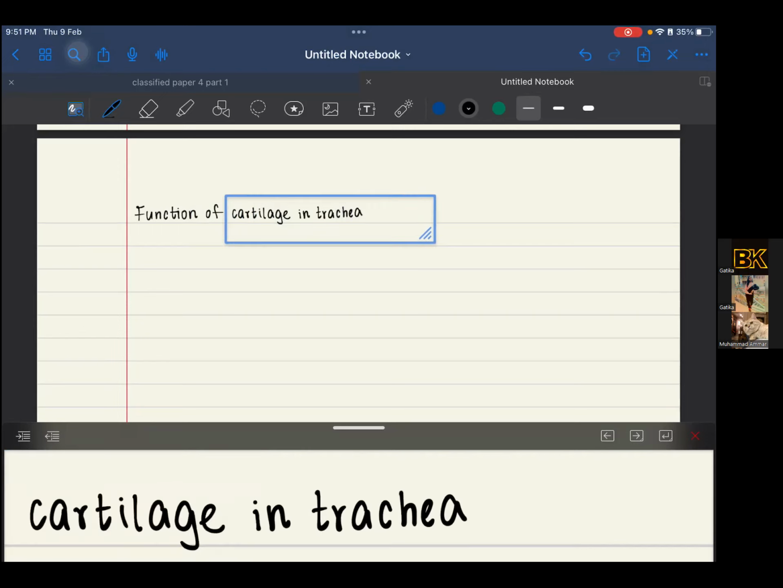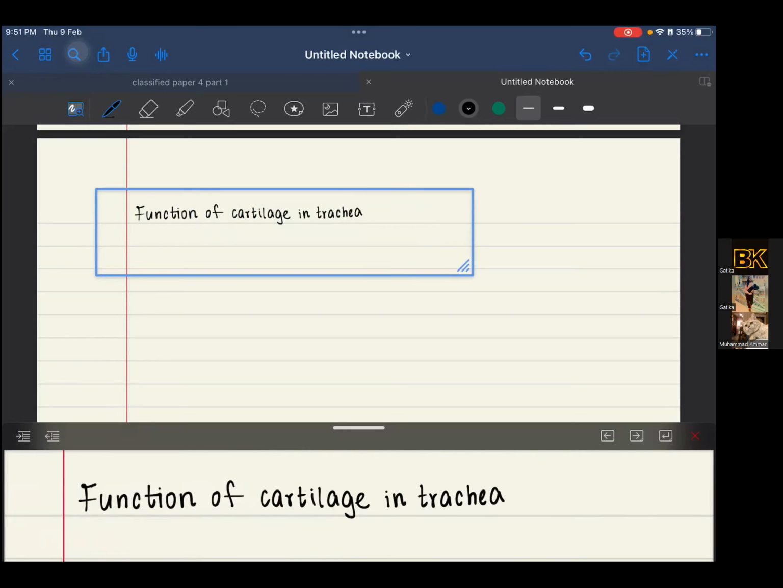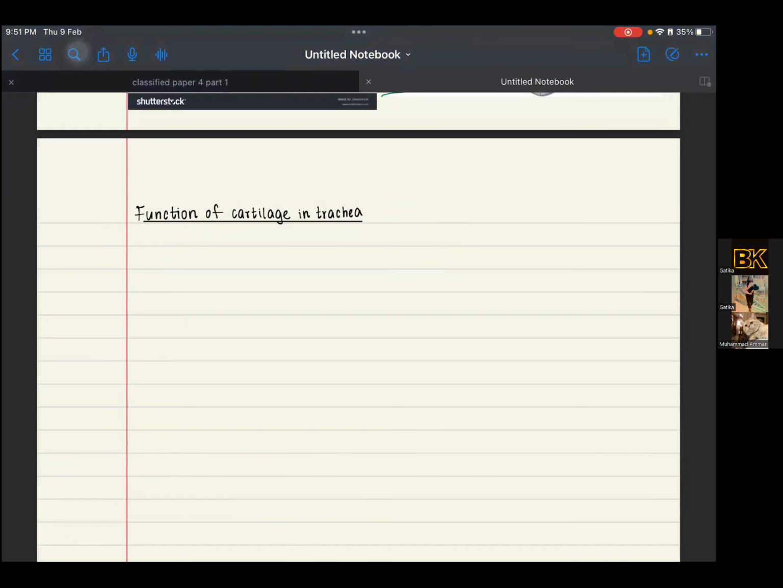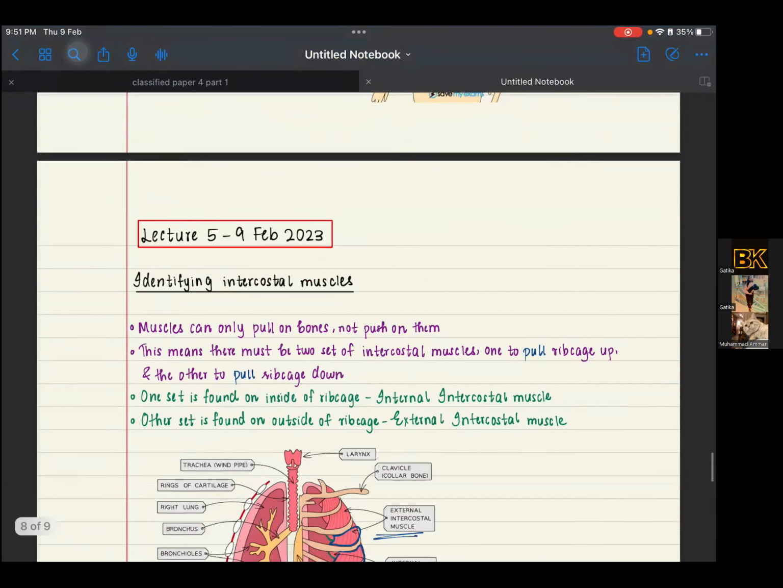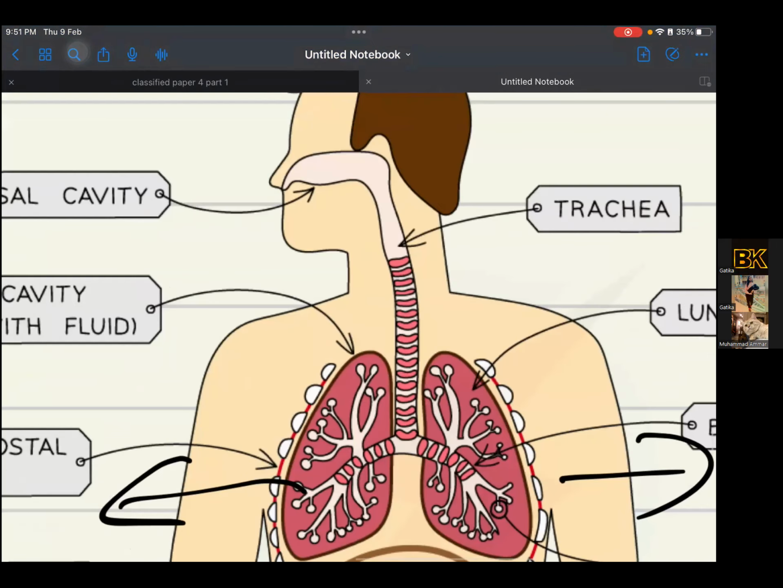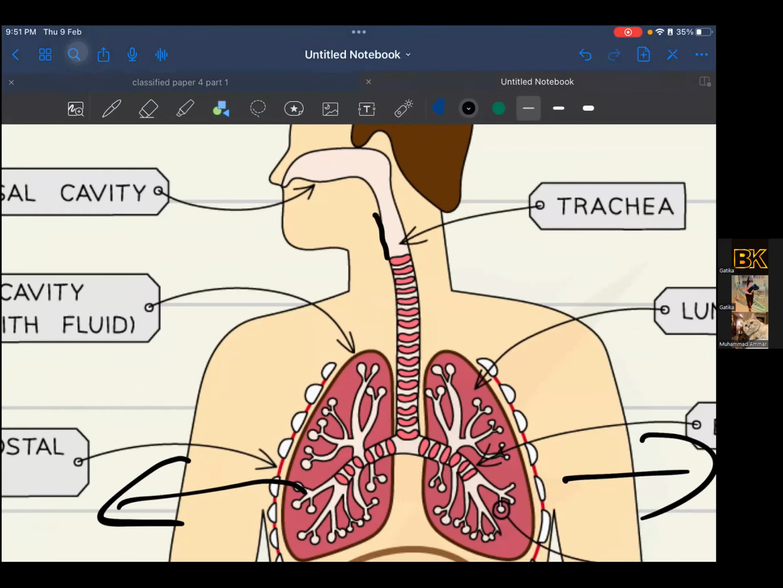Trachea. Right. Now, first thing you should know is what exactly cartilage is. If you see this diagram, this tube is the trachea. Can you see the pink structures right here, the ring shaped structures? Those are called cartilage.